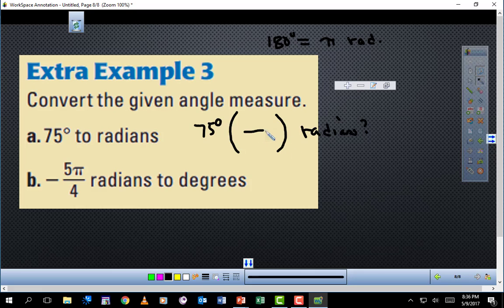I want the degrees to cancel out. So I'm going to put 180 degrees right here. You see what happens then is that the degree cancels this one. And so then up here I want 1 pi radian. So the way you do this is you just take 75 and divide by 180. And what we end up with in this case, I'll do it here, 75.